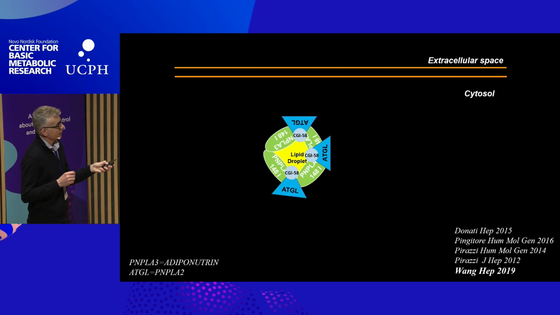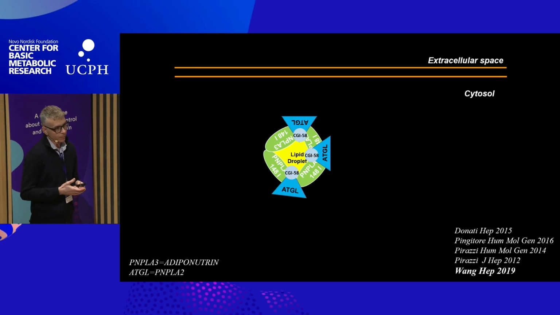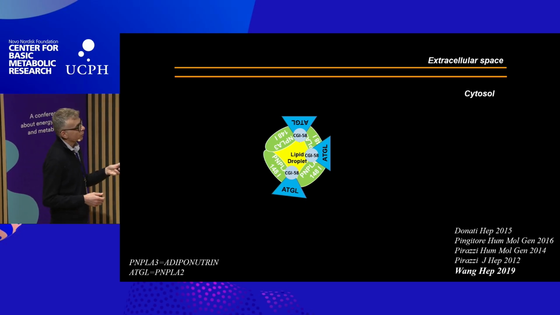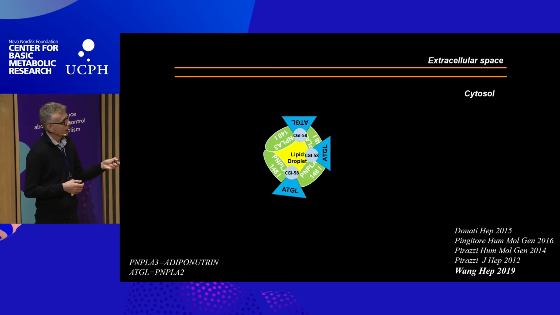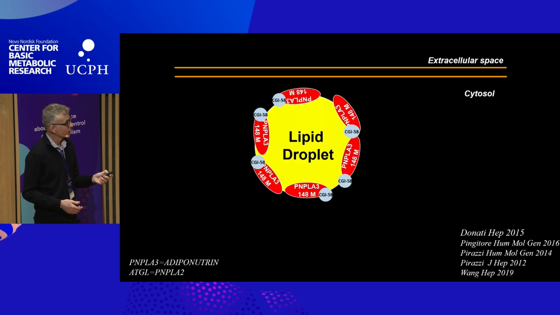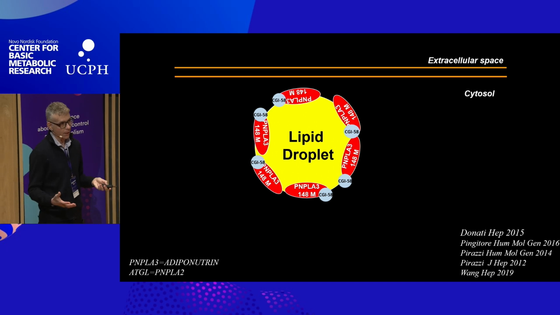But there's not only PNPLA3, there's also this other protein called PNPLA2 or ATGL that also does the job. So this is a redundant system. It's not only one protein doing it, it's redundant. And then there is also this cofactor called CGI-58 that is important for the hydrolytic action on triglycerides in both proteins. So the idea was, PNPLA3 is not working, so it's a loss of function.